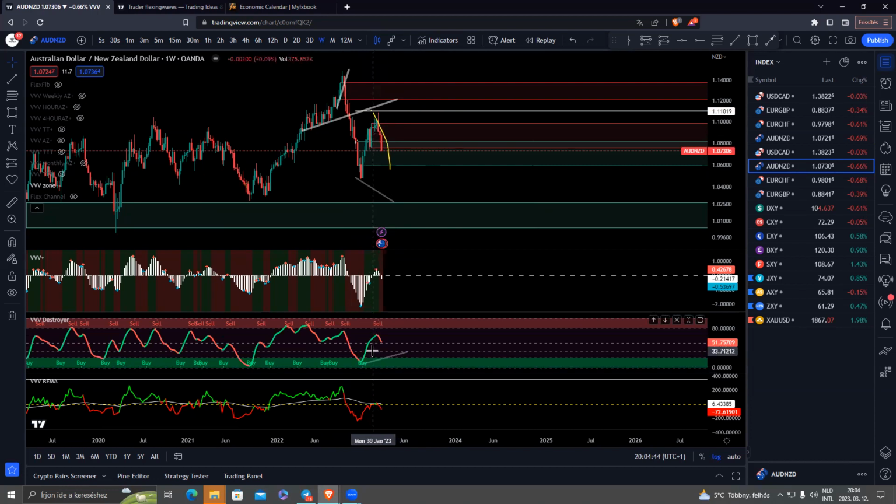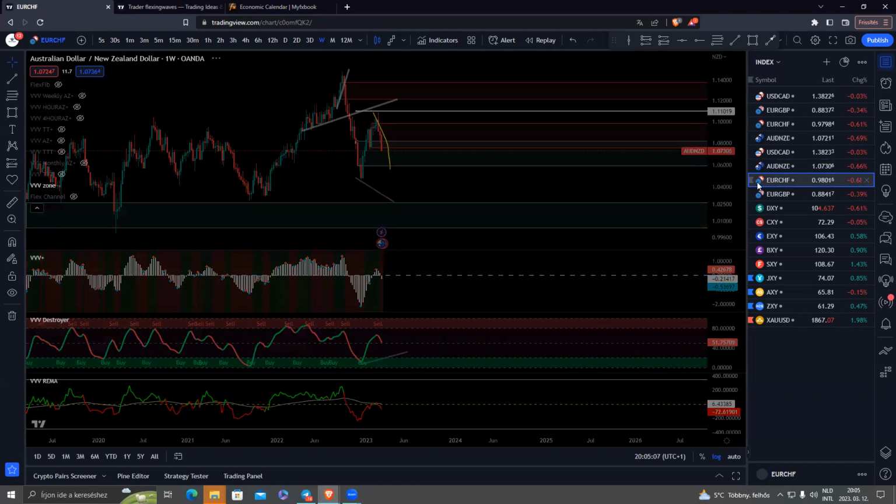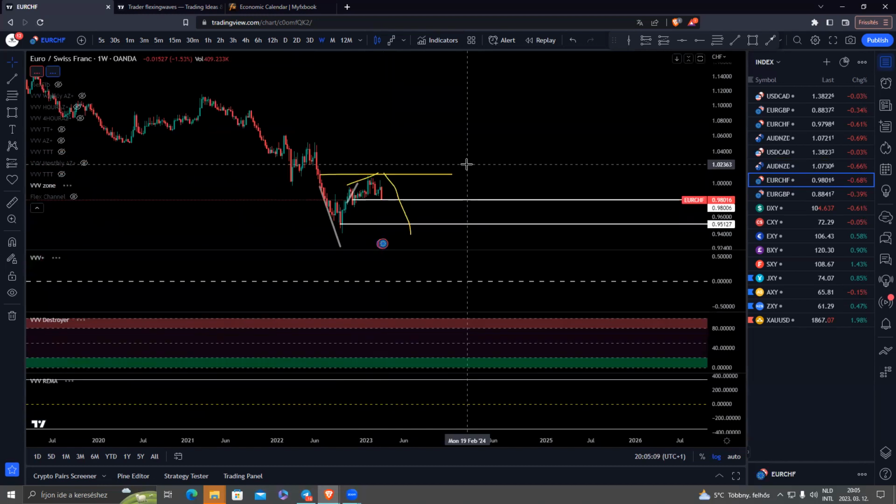Until then, we are waiting for the structure. Okay, but for me, still the same expectations as last week and the week before and the week before. Okay, this is what I want to see in the market. Let's see the Euro CHF.